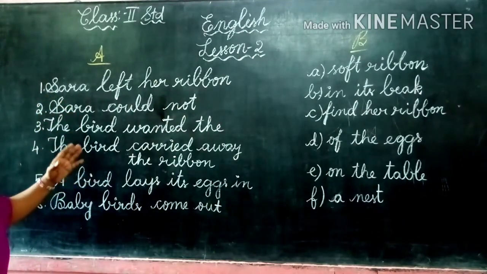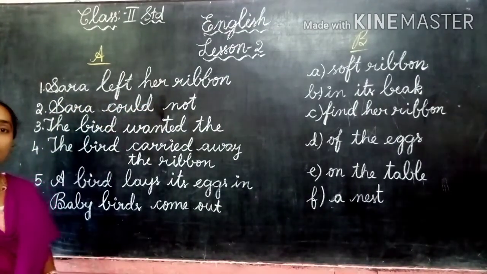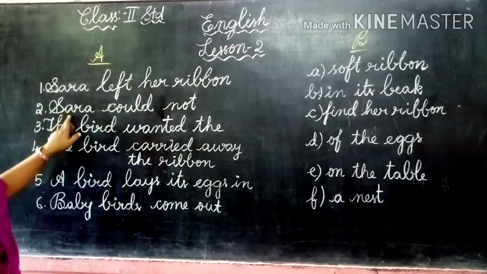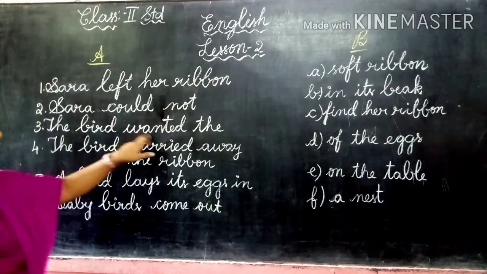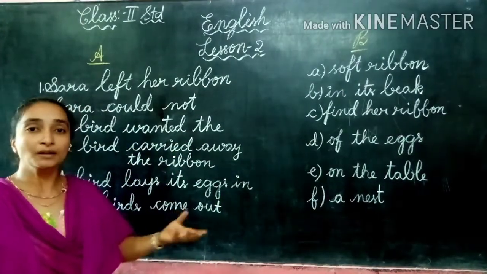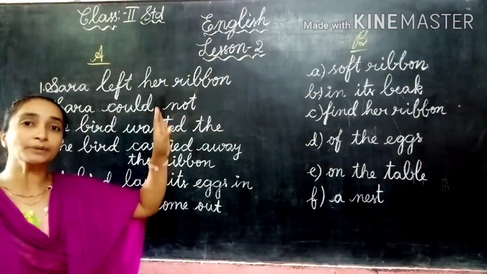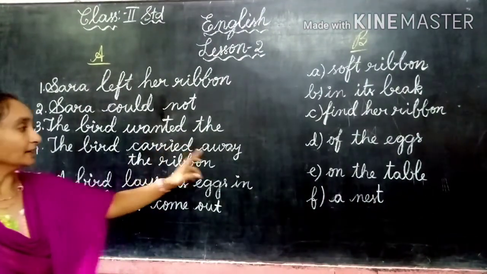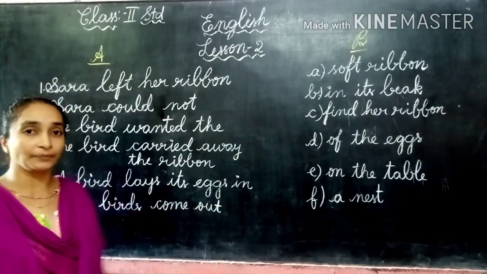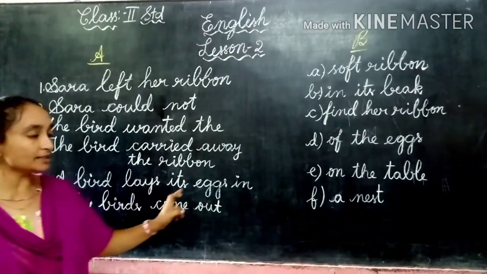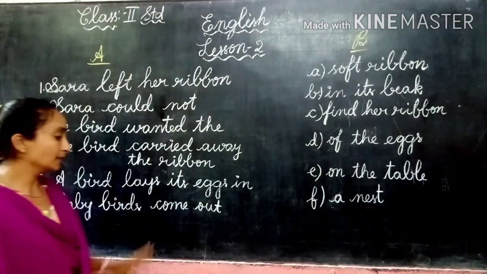So, in the A column, what are the sentences we have? The first one is Sarah left her ribbon. Sarah could not. The bird wanted the. The bird carried away the ribbon. A bird lays its eggs in. Baby birds come out.